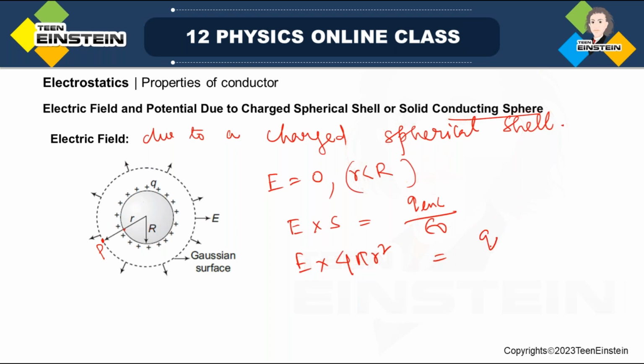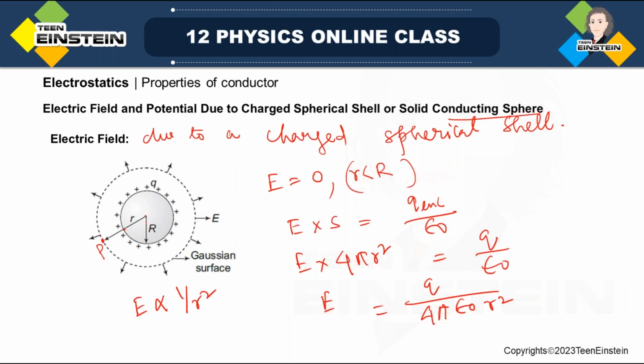So Q enclosed is Q divided by epsilon 0. Now what is this? Q by 4 pi epsilon 0 r square. See, at any point outside the cell, the electric field varies as 1 by r square, just like a point charge is sitting at the center of this cell.